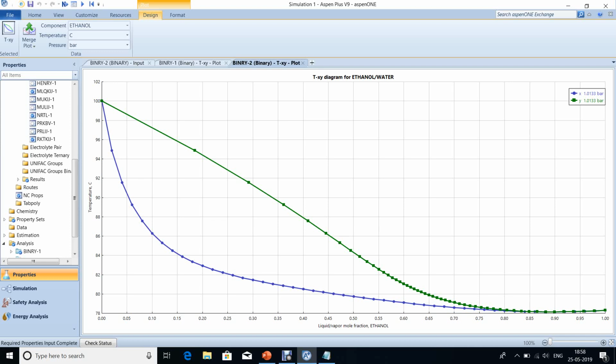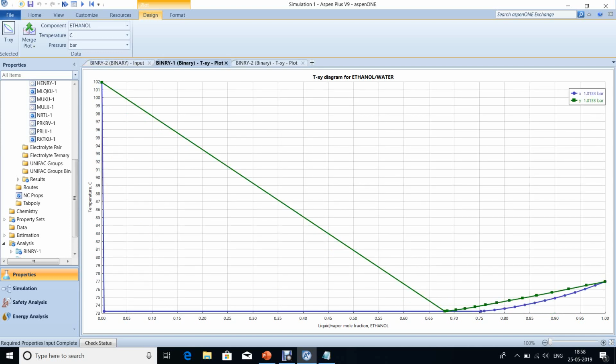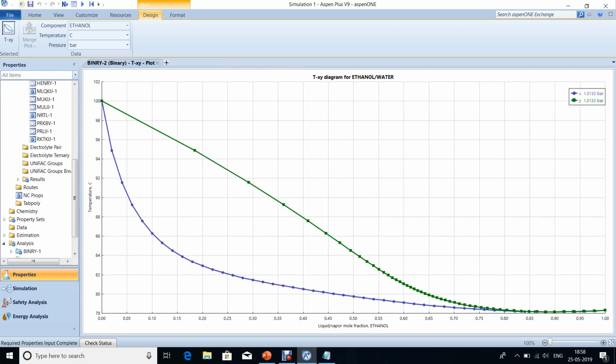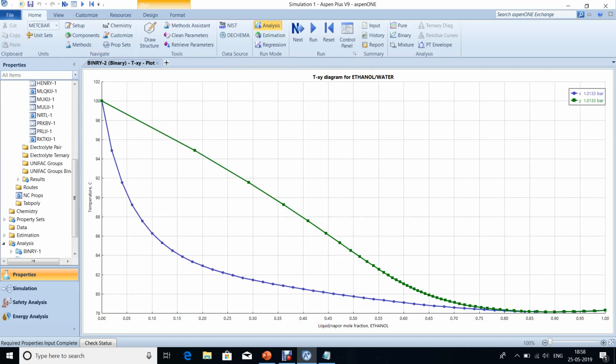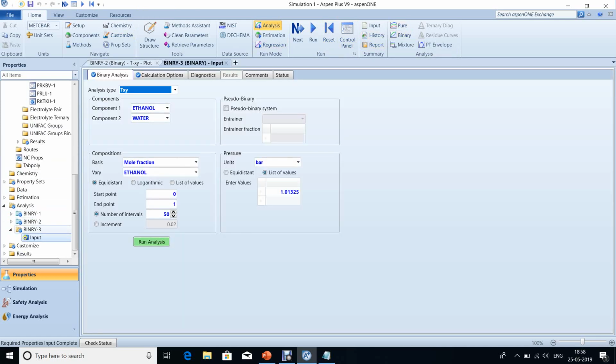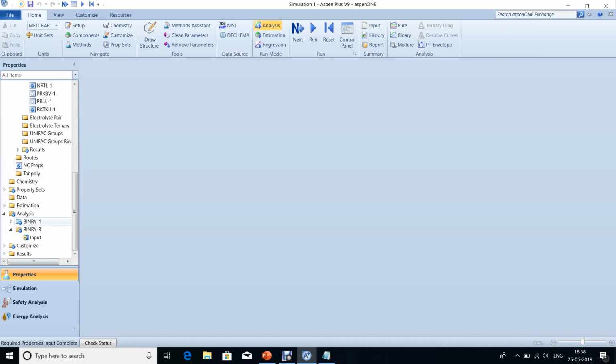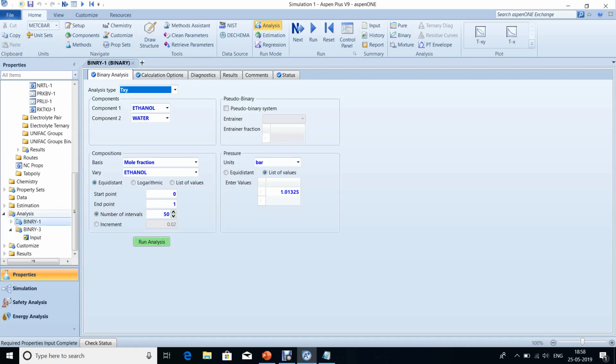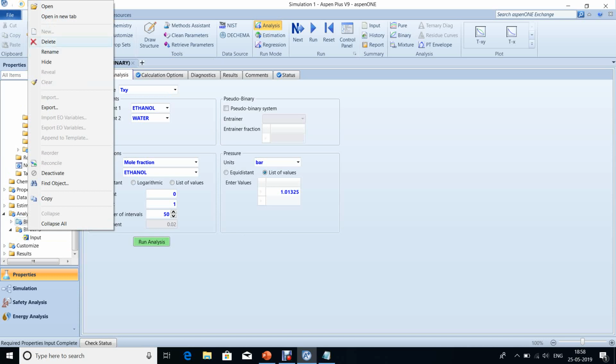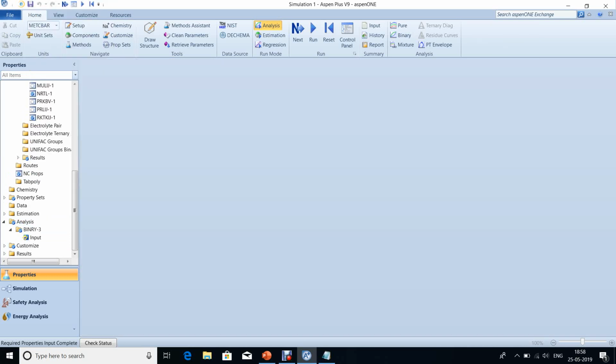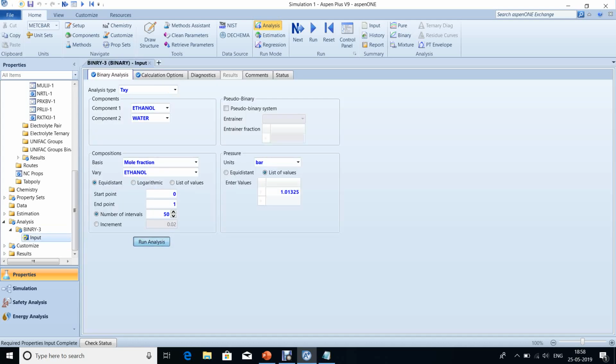But this is a Txy diagram. These are old diagrams which I'm closing, right? And I will again go to home, and again go to binary here. So these are more binaries. I can just close all these diagrams or delete the other things. The option is there in analysis, so I can just click delete. Okay, binary input, and then I will again run analysis and see the Txy diagram.